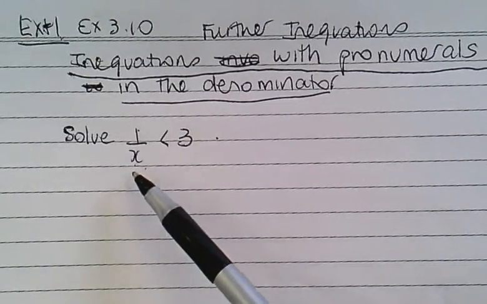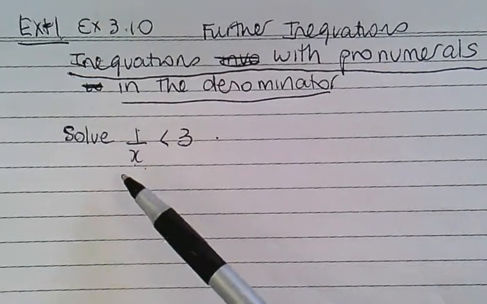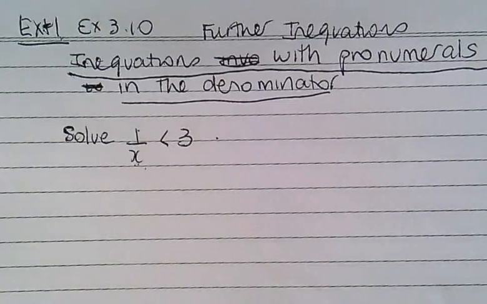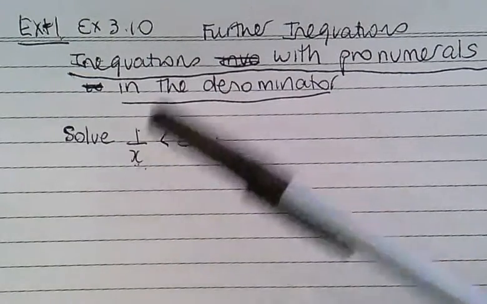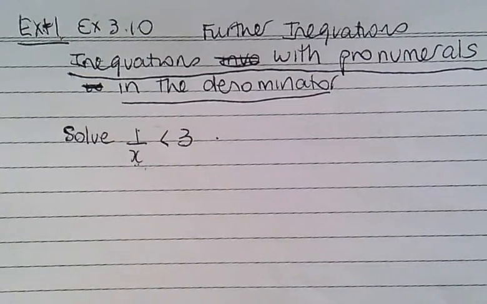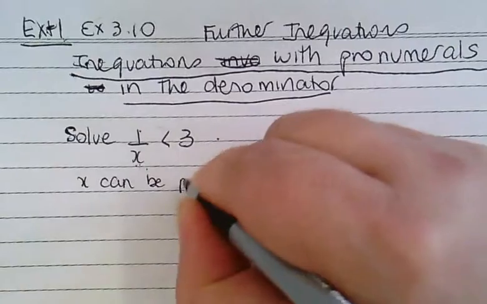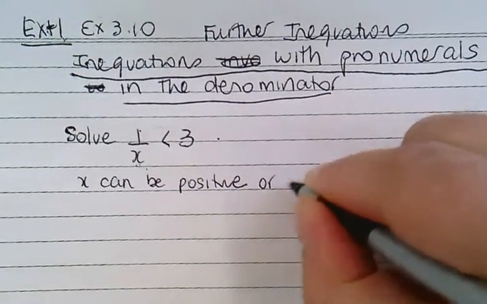I have no idea if x is positive or negative. If x is positive, the inequality sign would stay the same if I came to solve it. But if x was negative, the inequality sign would have to flip around when I start solving this. The problem is I don't know what it is. So x could be positive or negative, but x squared is always what? Positive.